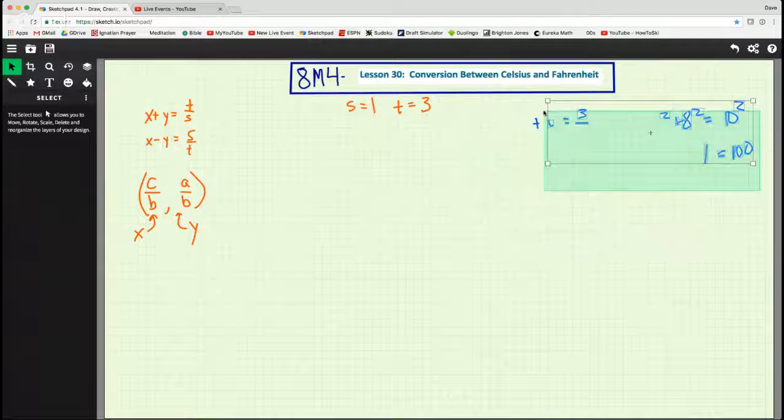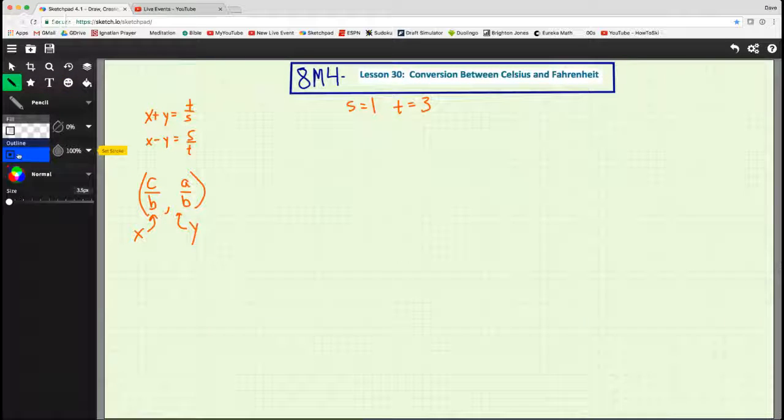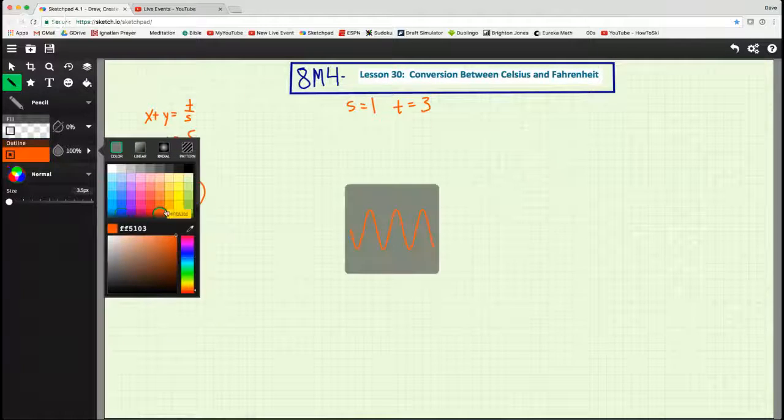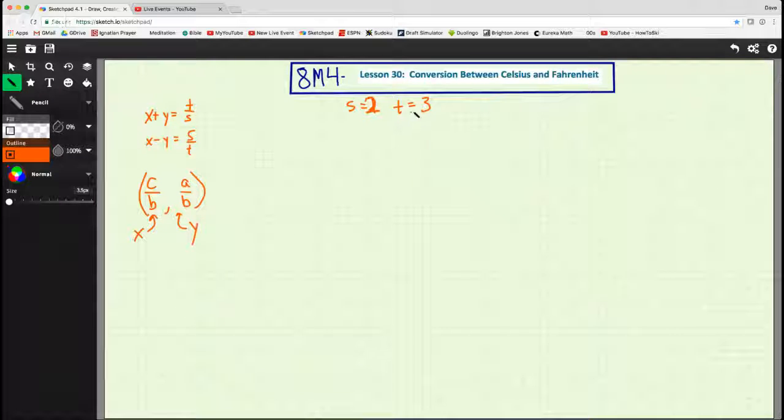So let's try one more, and this will be it. So let's try s equals 2 and t equals 3. Again, not too hard. We're sticking with low numbers, but you could make giant numbers and find some really big values. So let's go x plus y equals 3/2, and x minus y equals 2/3.